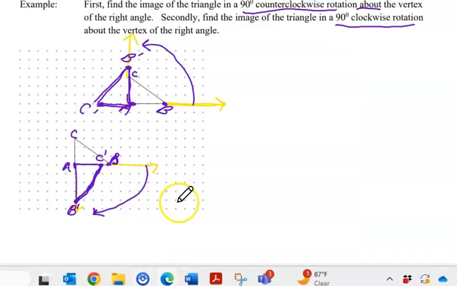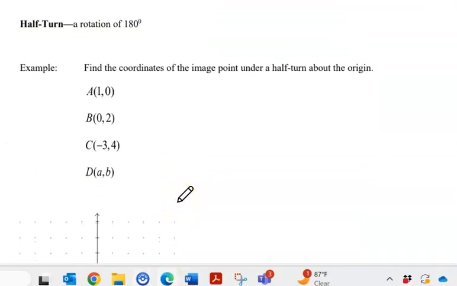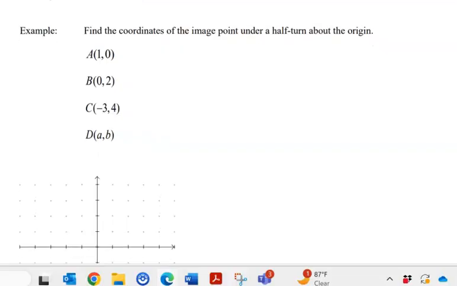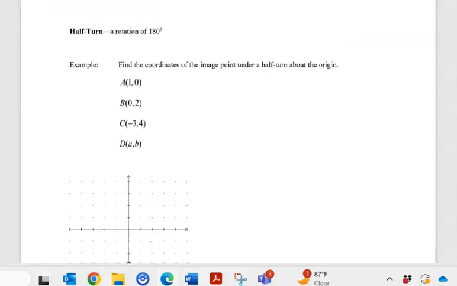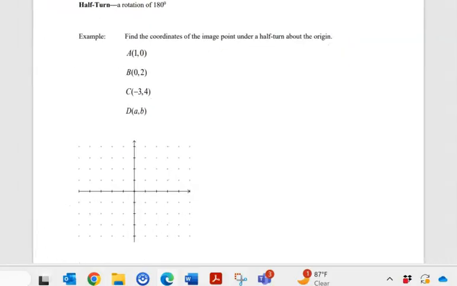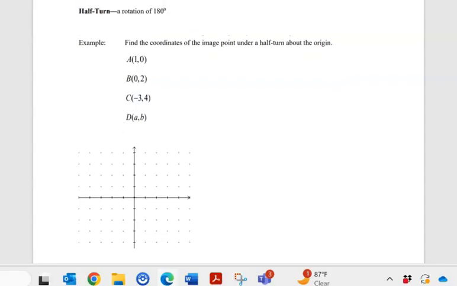All right, going back to the notes, a half turn is when we rotate 180 degrees. And it really doesn't matter the direction because 180 degrees is half of a full circle. And so you would get there whether you go clockwise or counterclockwise. So what we're going to do is plot these points. We're going to consider what would happen if we did a 180 degree turn. And then we're going to talk about a rule that will stand true for all half turns, which is a rotation of 180 degrees.